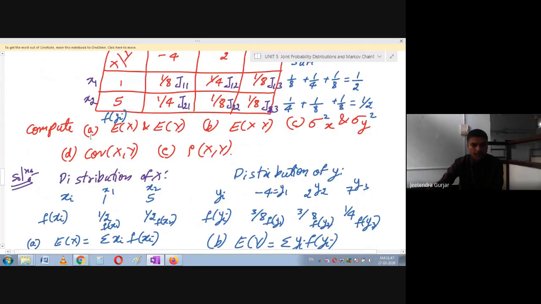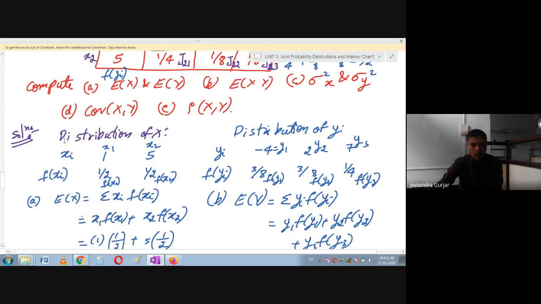So they have told you to compute E of x, that is expectation of x, and expectation of y. Similarly, they have told you E of xy, that is the joint probability expectation of xy, and then sigma x square and sigma y square. Then covariance xy they have told you to calculate, and this is correlation, that is rho xy.